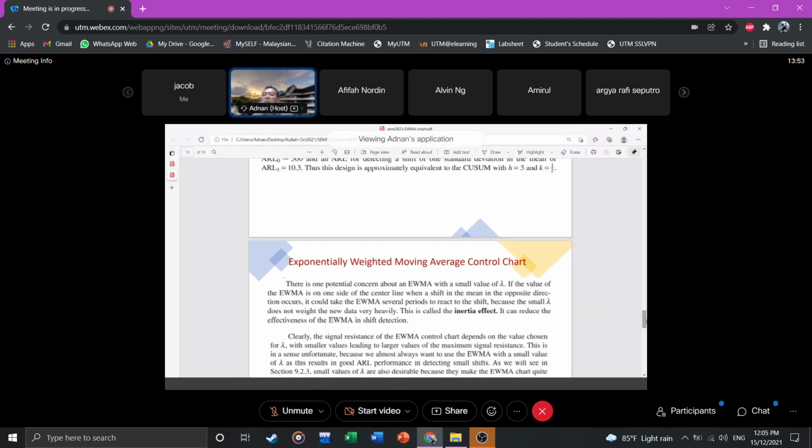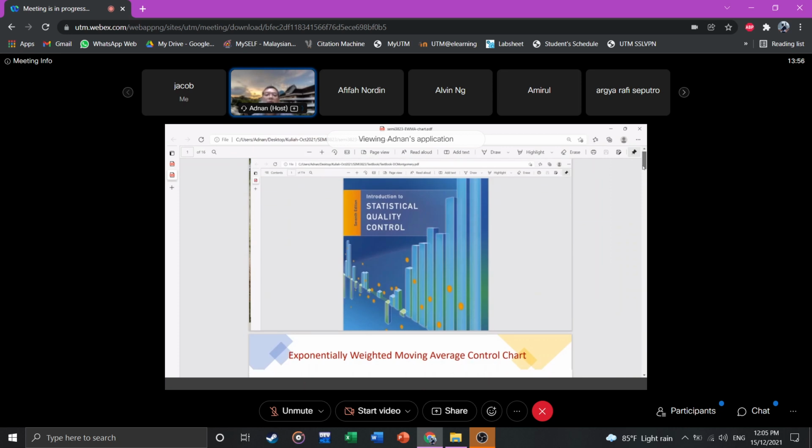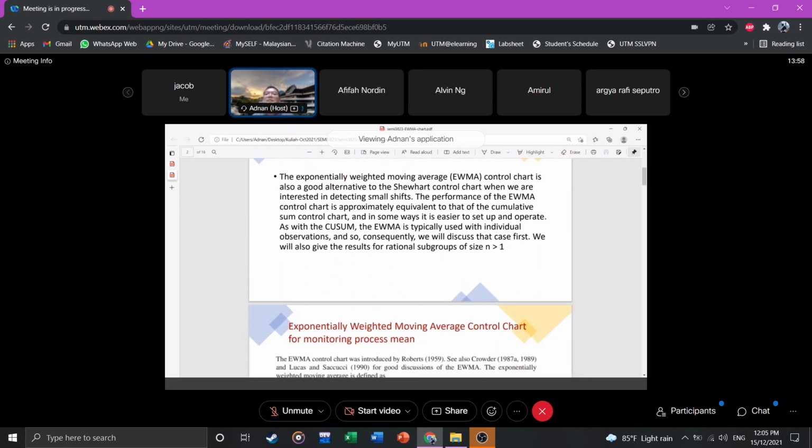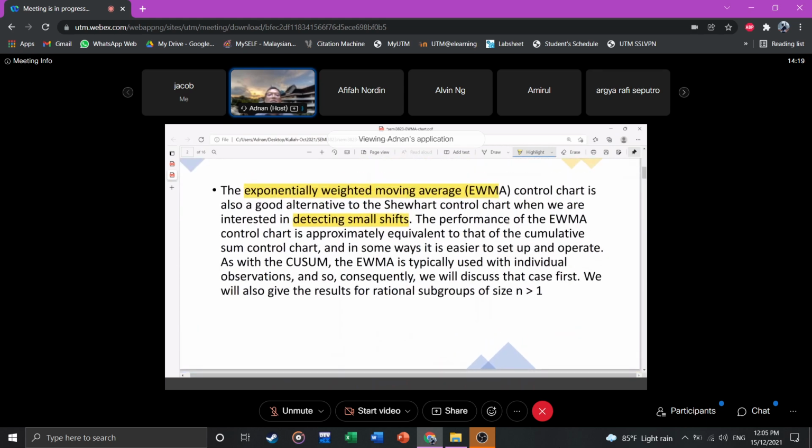related to EWMA, the exponentially weighted moving average. So why do we need to use this EWMA? As we know, this EWMA is very powerful, especially for detecting small shifts. When we say small shift, we are referring to a shift of the mean of 1.5 sigma or less. So that's a small shift.